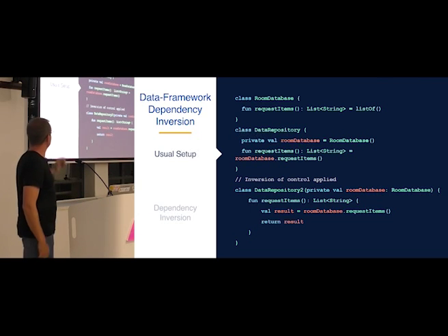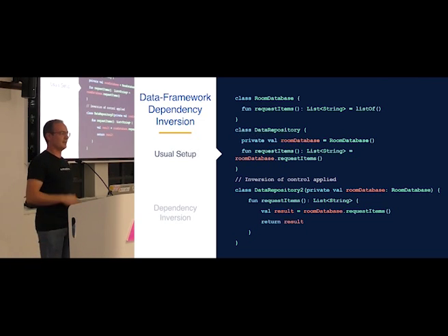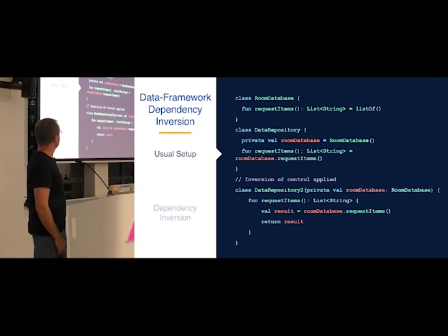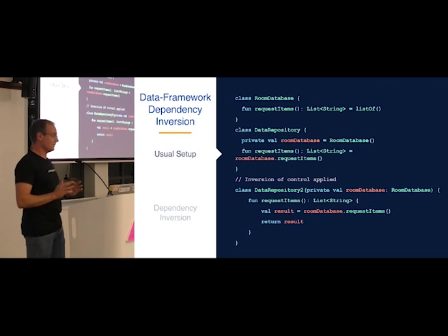If you look at this slide, the usual setup: let's call it a room database for simplicity. It has just one API call, get list of items, a list of strings. And the data repository, you remember this data layer, has a reference to the room database, and then you provide the API to call it from a presenter, from a view model, from wherever you want. Well, the first step here is to apply inversion of control, which is quite different from dependency inversion, but it's going to be a first step.